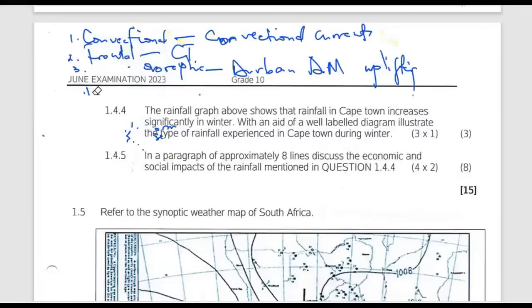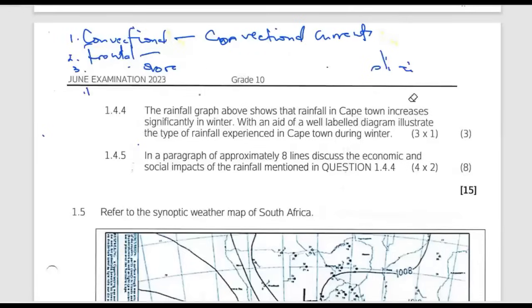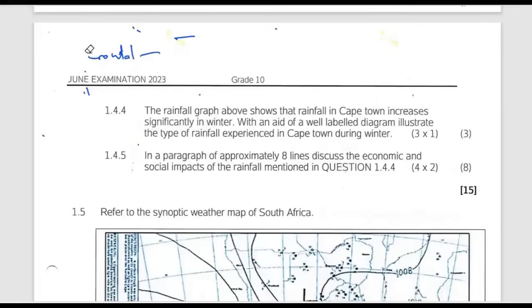Right. Let's move on to the next one. In a paragraph of approximately 8 lines, discuss the economic and social impacts of the rainfall mentioned in question 1.4.4. What is the economic and social impact of that rainfall which is received over Cape Town during the winter season?